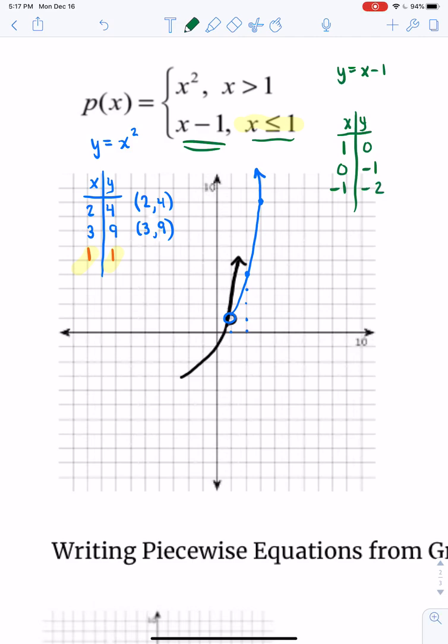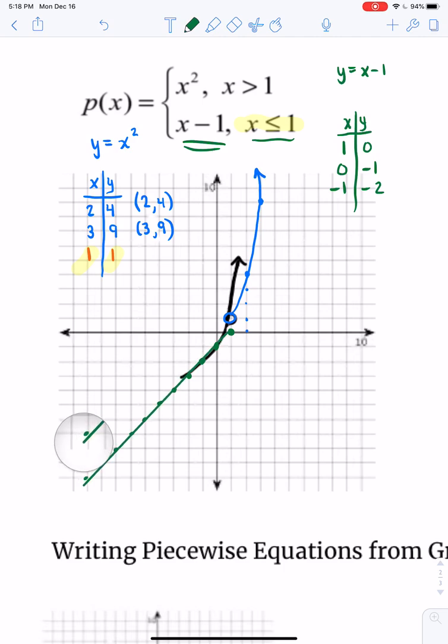1, 0 would be right here. 0, negative 1 would be right here. Negative 1, negative 2 would be right here. And we know that this is a linear equation, so it's going to continue going down 1 over 1, down 1 over 1, down 1 over 1 forever. So then we can draw a straight line.